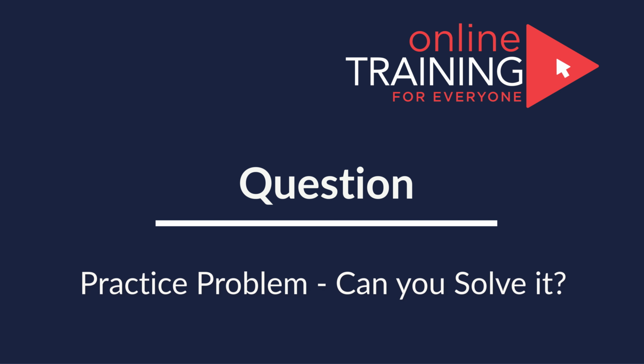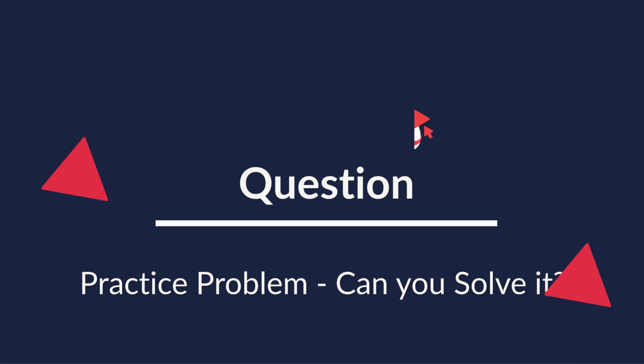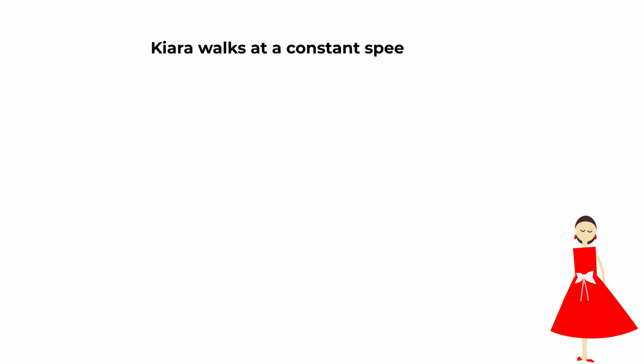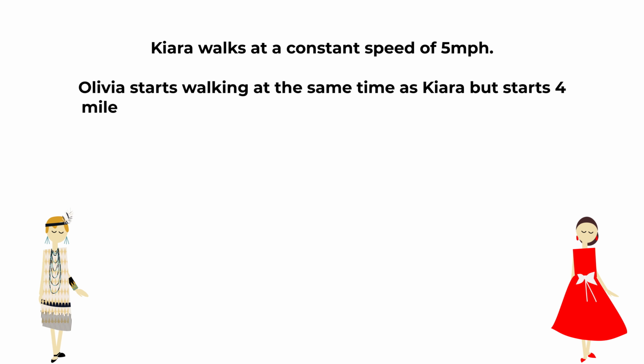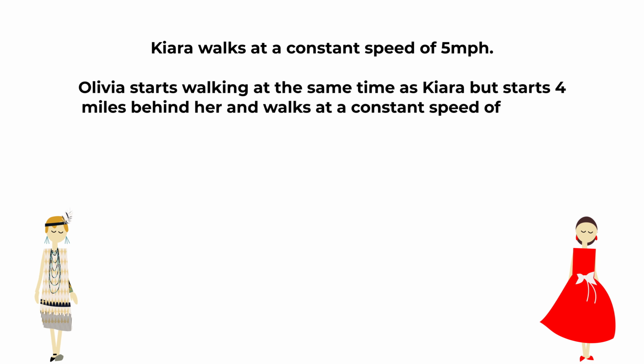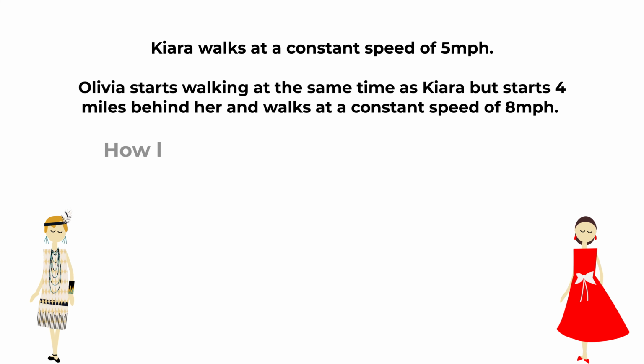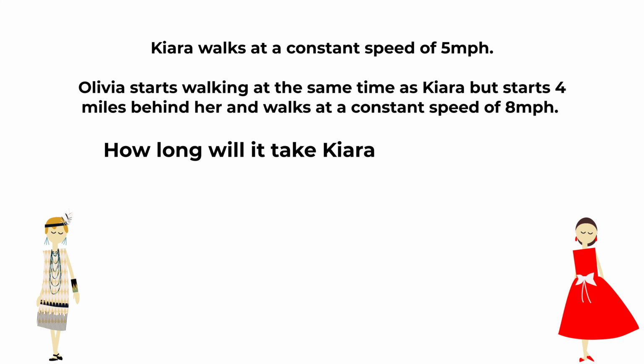Here's the practice question for you. Kiara walks at the constant speed of 5 miles per hour. Olivia starts walking at the same time as Kiara, but starts 4 miles behind her and walks at the constant speed of 8 miles per hour. How long will it take Kiara to catch up with Olivia?